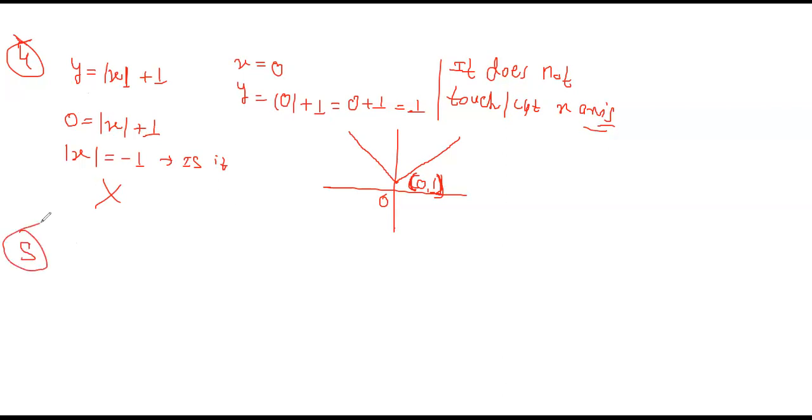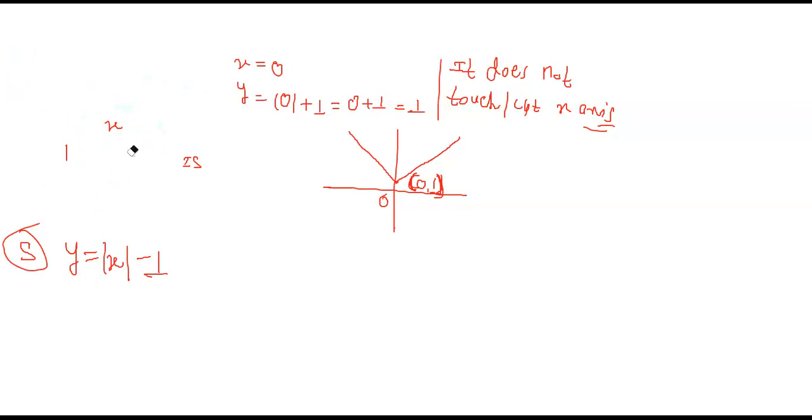Now, fifth, y equal to mod x minus 1. You just put x is equal to 0 and y equal to 0, and tell me what are the values of x and y, and where its graph will be located.